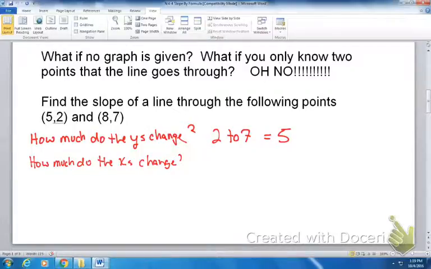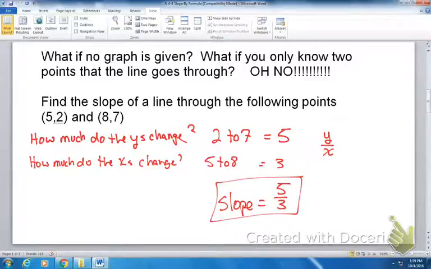Well, my x's go from 5 to 8, and to get from 5 to 8, I use 3. Now, guys, our mantra for slope has been y over x. In this case, it's the change in y. So the slope equals the change in y over the change in x, okay? Now, there is a formula for this, and it's very important.